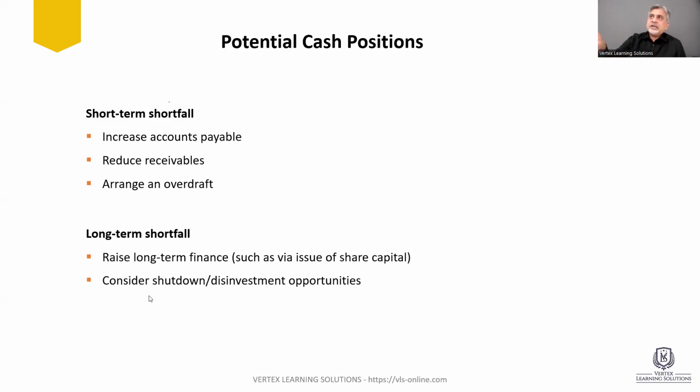Or if a particular business regularly looks like going into negative, then you can shut down some part of the business. Close some operations, or maybe look at disinvestment opportunities, which means that you leave the business. So these are some potential cash positions for shortfall and surplus in the short term and long term.